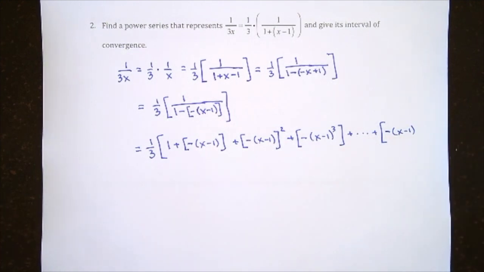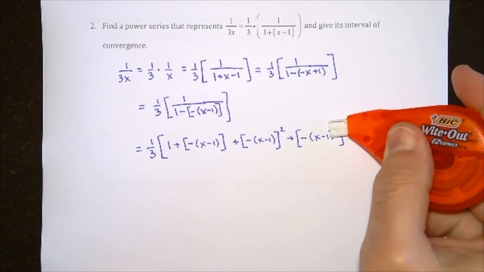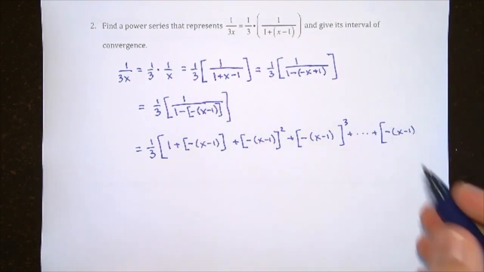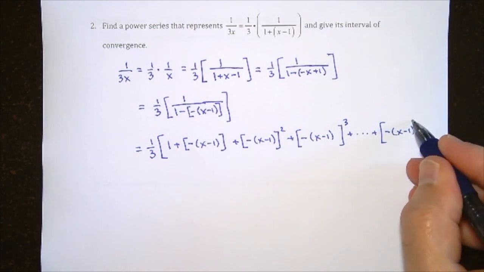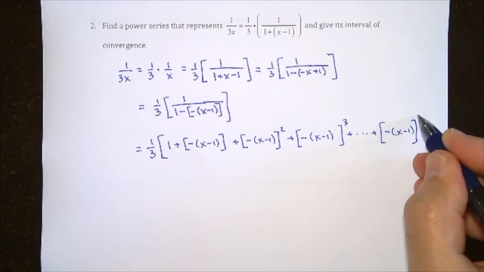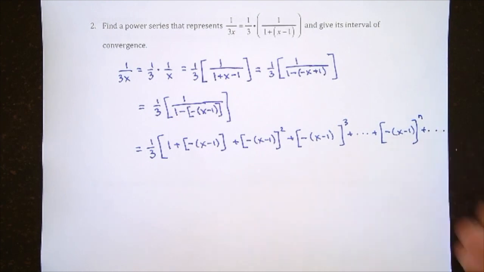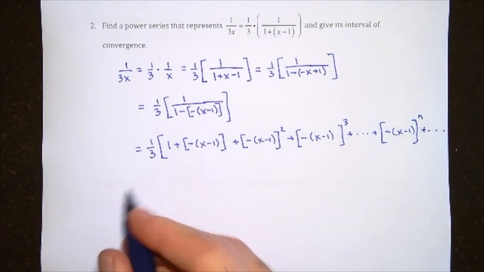You know what I did? I put the 3 in the wrong spot. Let me get my white out. Yes, I still have white out. Because where should that 3 be? The 3 should be outside the bracket here. And then negative 1 times x minus 1, and then close the bracket, and then raise to the n, and then plus dot dot dot.